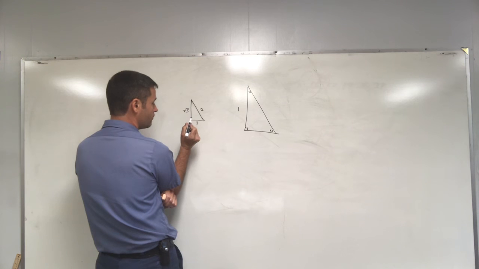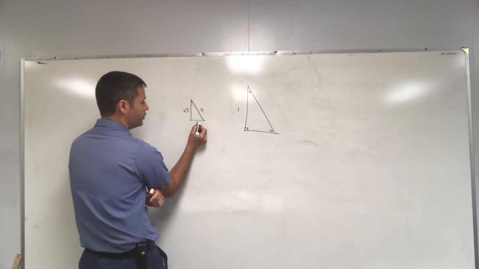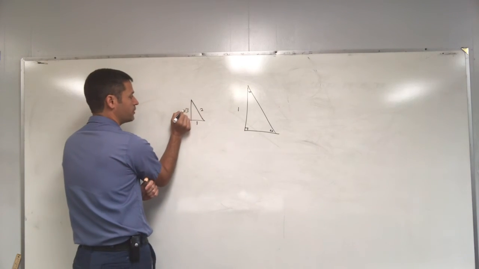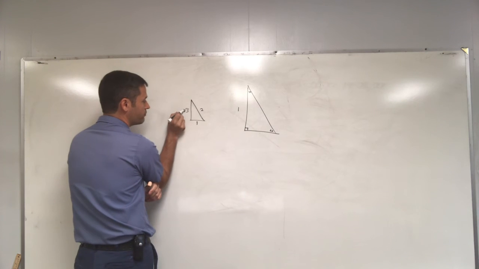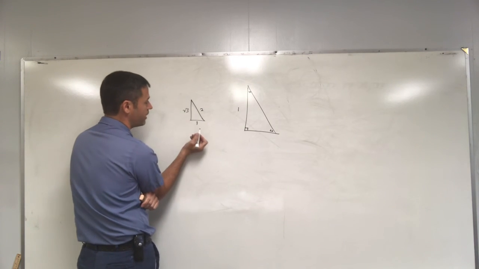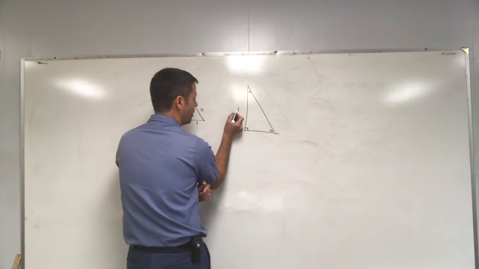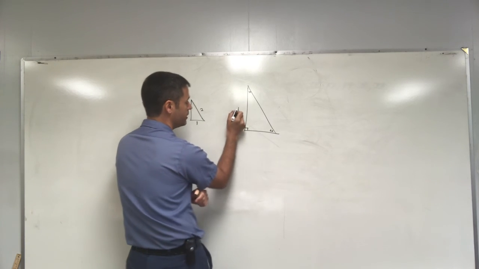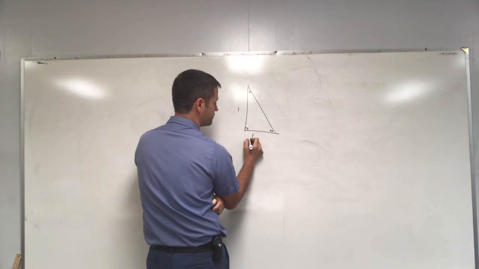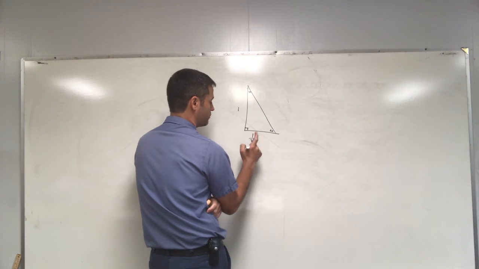Well, if you're on the short leg and you go this way, you take the short leg times the square root of 3 to get the longer leg. So to go from the longer leg to the shorter leg, you have to divide it by the square root of 3. So it is 1 divided by the square root of 3. That is this. And we're not quite finished.